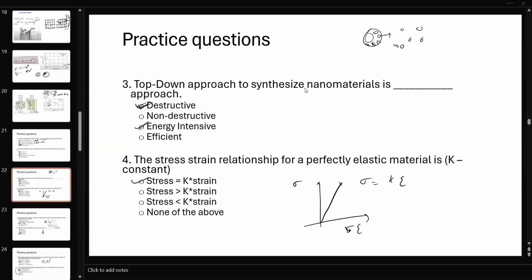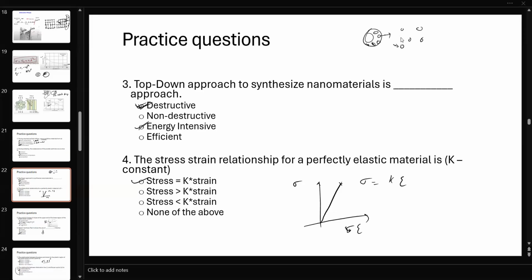Top-down synthesis of nanomaterial: in top-down methods you have a larger sample, your workpiece, which is broken down into nanomaterial or smaller pieces. It's a destructive method since you cannot go back to your larger sample just by placing them together. And it's really energy intensive since you are breaking lots of bonds at the surface. You're creating a lot of new surfaces, right, as you're breaking it down into smaller pieces.